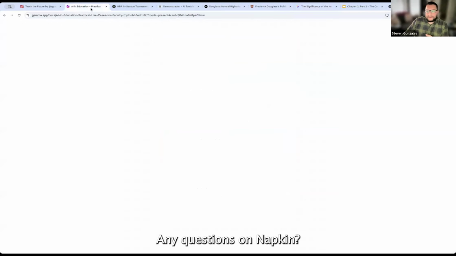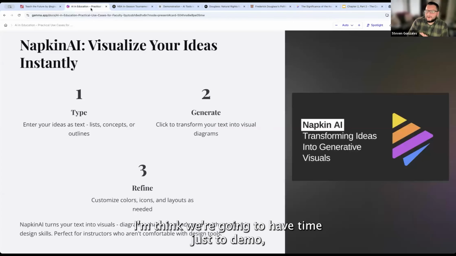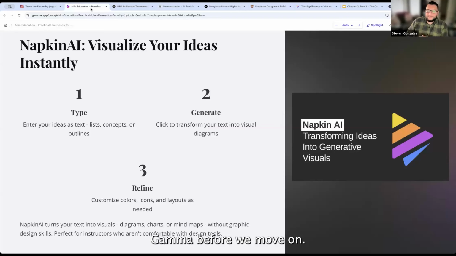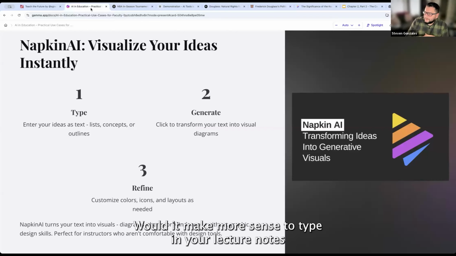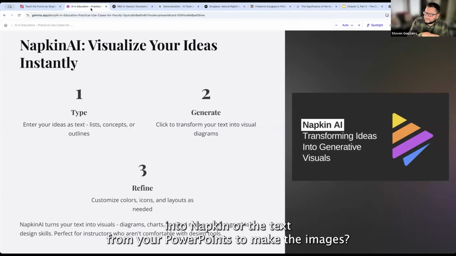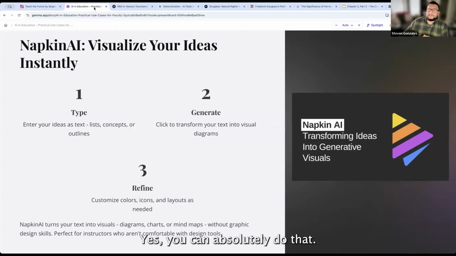Any questions on Napkin? I think we're going to have time just to demo Gamma before we move on. But any questions on Napkin? Would it make more sense to type in your lecture notes into Napkin or the text from your PowerPoints to make the images? Yes, you can absolutely do that.